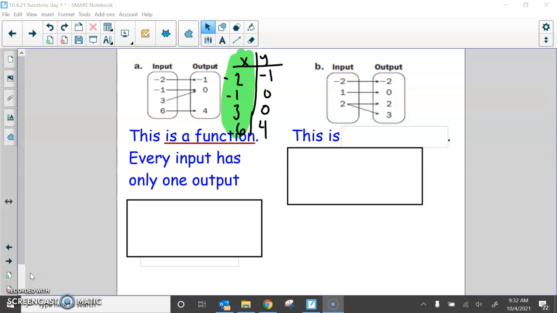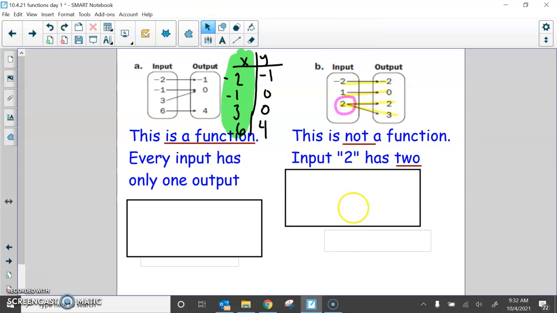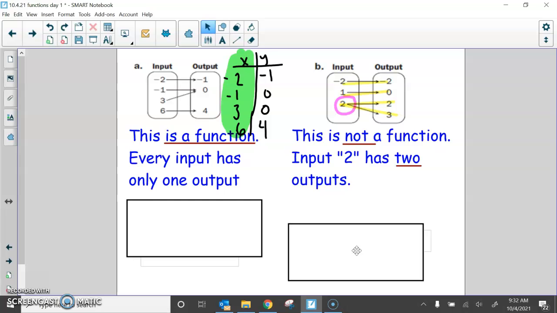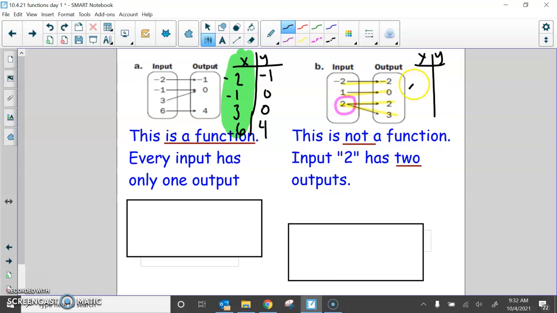Okay, so now if we look at B, remember, we're looking at the arrows that are coming from the left side. So this one goes to this one. 1 goes to 0. Then 2 goes to 2, but 2 also goes to 3. So right here, where there are 2 arrows coming off of that number on the left, that 2, that means this is not a function. That input of 2 has 2 outputs. And if you were to see that in a chart, that would mean 2 is 2 and 2 is 3. So right here on the left, that 2 repeats itself.